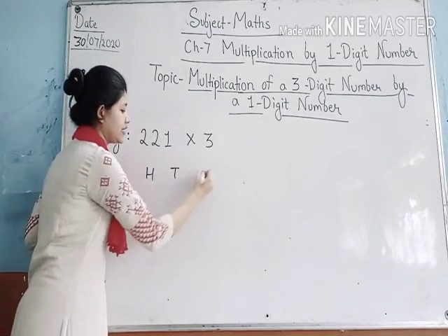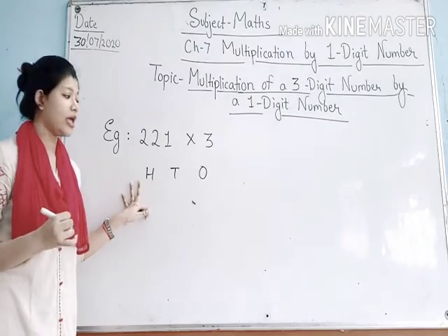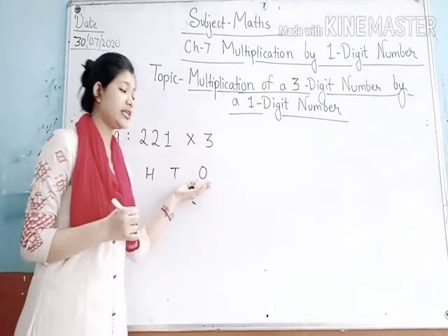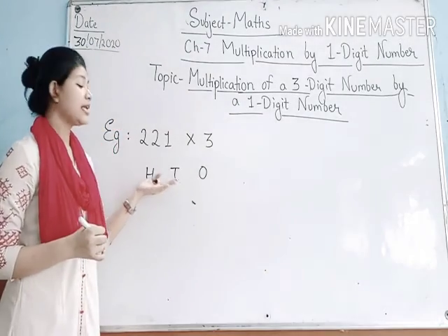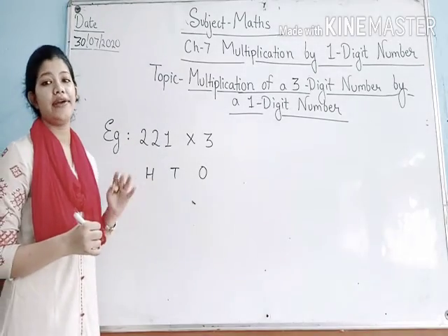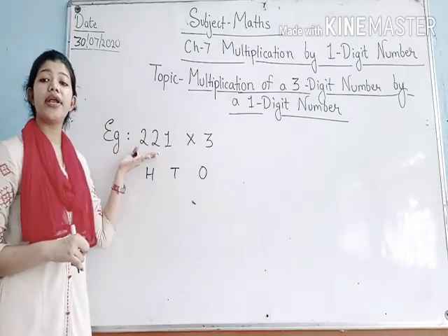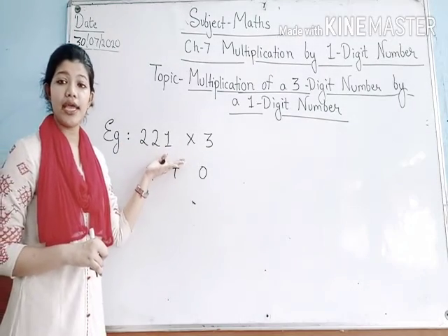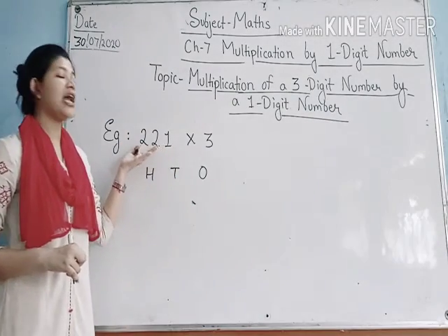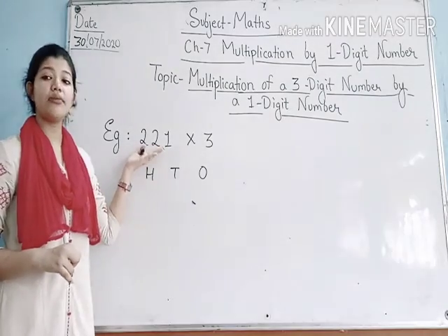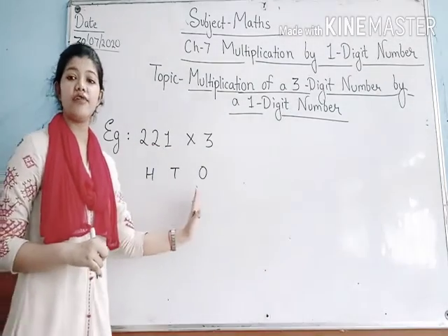Hundreds, tens, ones. Here H denotes hundreds, T denotes tens, and O denotes ones. Okay, so the first factor is 221. What we will do is arrange this number under the columns of hundreds, tens and ones.